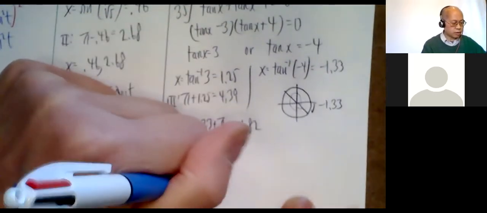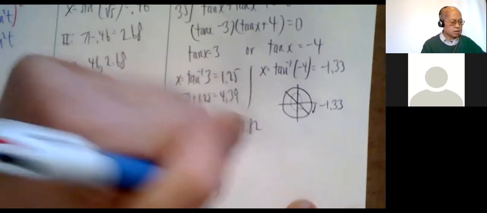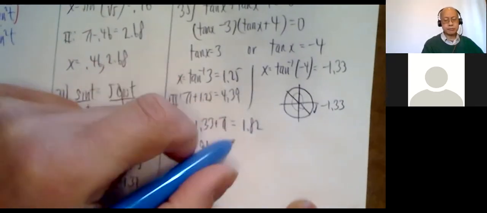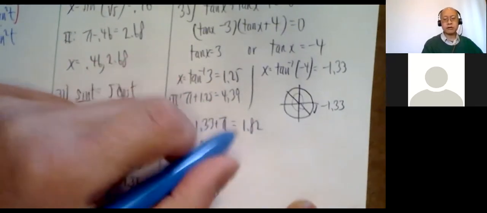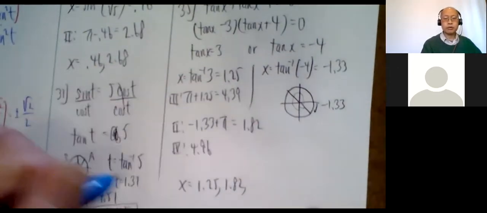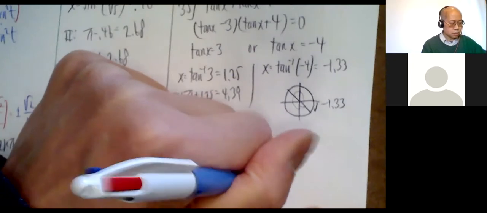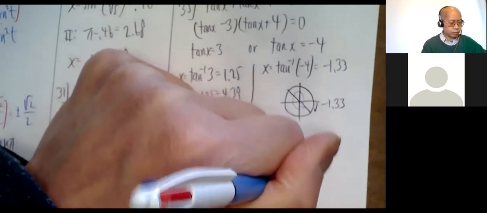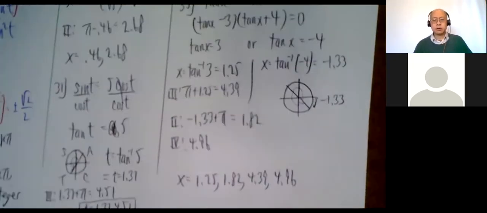So x is 1.25. How about we put them in order, increasing order? 1.25, 1.82, 4.39, and 4.96 are going to be my angles.